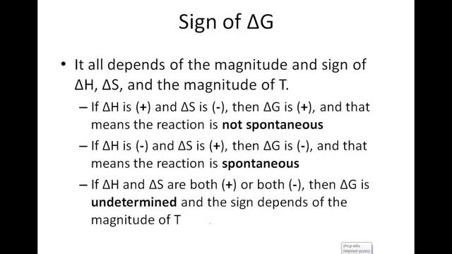Now, in the case where you have delta H and delta S that are both positive or both negative, then delta G cannot be determined because it's all dependent on the magnitude of T. Okay? If you have a big T or a small T, that will determine whether or not you have a negative or a positive delta G.